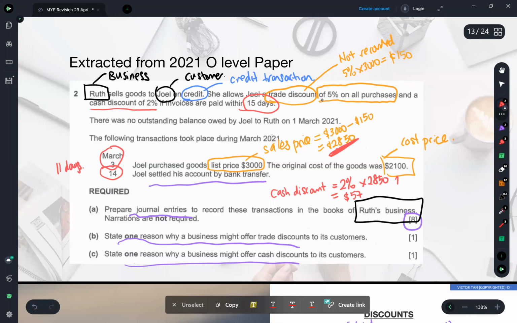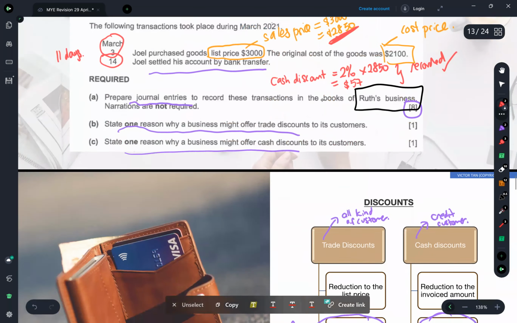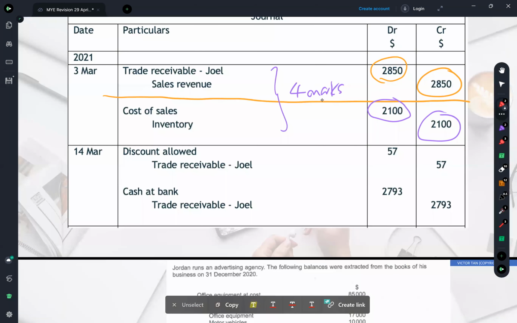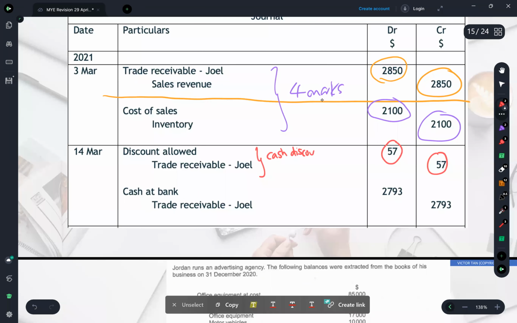And cash discount must be recorded. I repeat, cash discount must be recorded in the journal. So this $57 must be recorded.